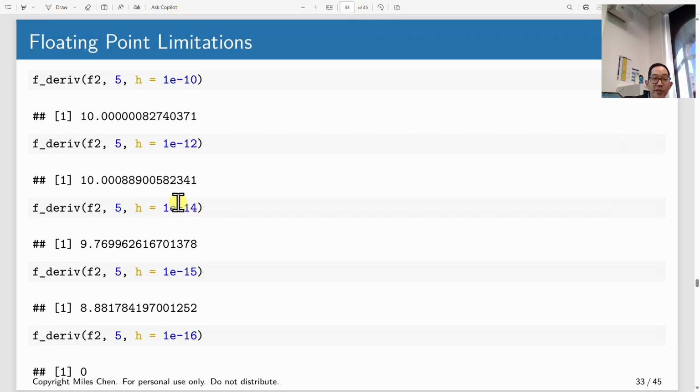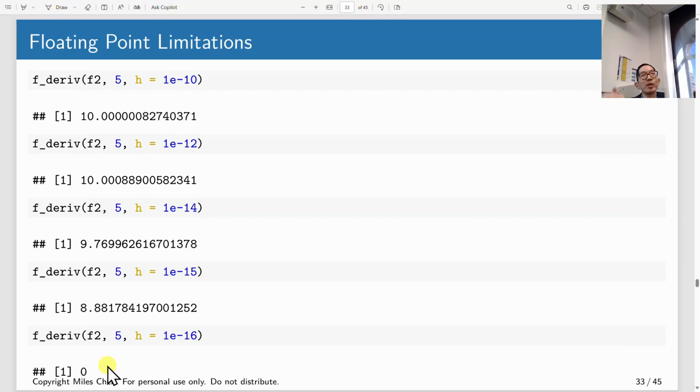Okay, if I try 10 to the minus 14, you can see now it says 9.769. Now it's not even 10, right? Sure, it rounds off to 10, but we're getting more and more off. 10 to the minus 15, now we're off by quite a bit. 8.88 is our derivative approximation versus the true value of 10. And then at 10 to the minus 16, it just zeroes out, because at this point we've reached the limit of what the computer can tell between values.